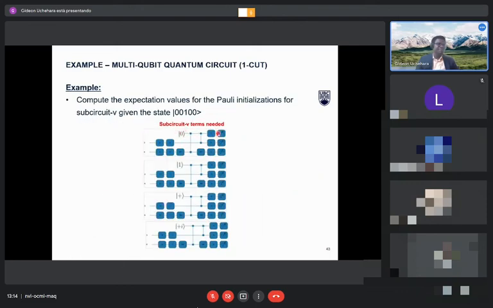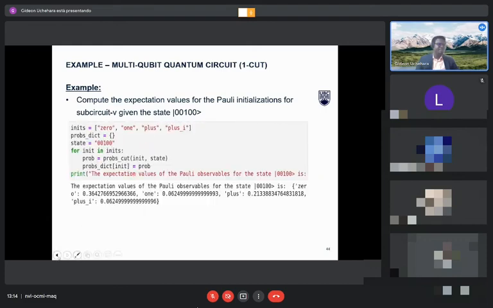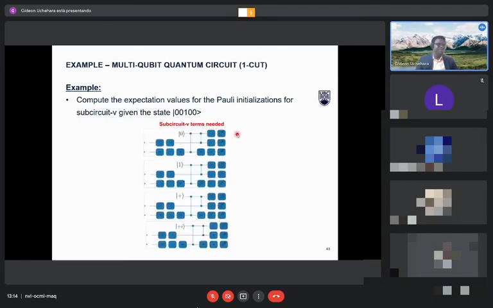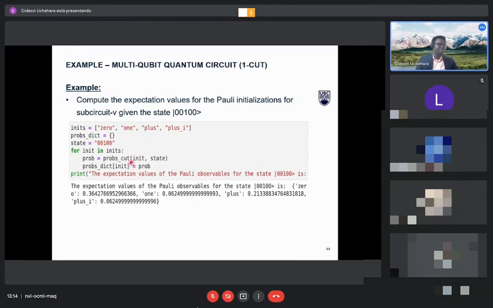So remember that for this subcircuit V, we have chosen to initialize it with the 0 state, 1 state, plus, and plus I state. If we measure this and get the probability distribution, it's going to be for 8 different states. We just choose the state that corresponds to 100, and that's what we did here. I did that by using this function, which is props cut. It takes in some initialization and the states that you want to compute its probability for, and then returns to you some probability distribution.